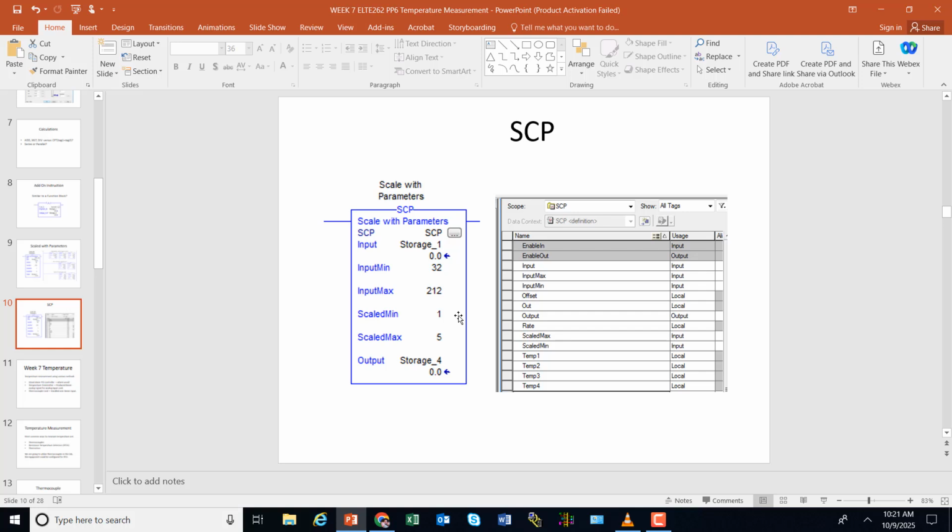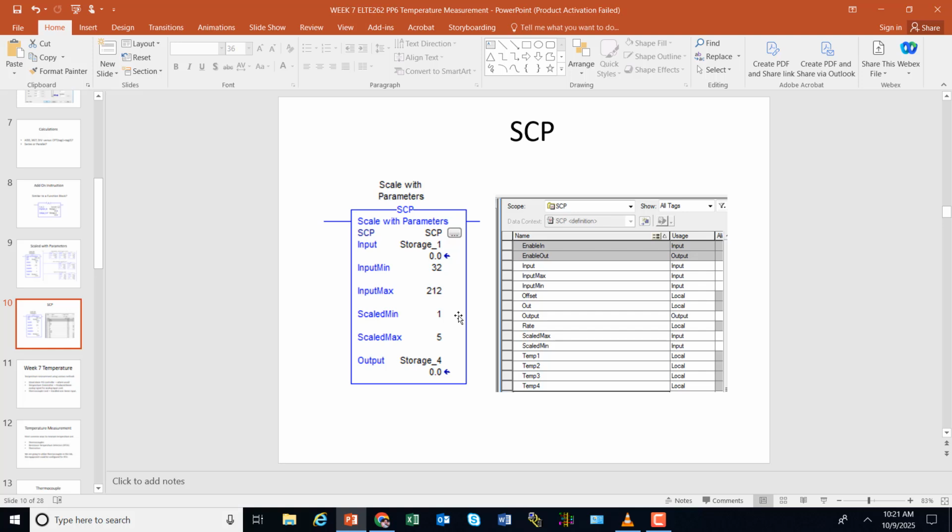We had a lot of people creating a user-defined tag with an array of 6 or 7. It's however you want to do it, but you could just create an SCP, because some of you were then converting it to a string, or you were doing some other stuff with it.